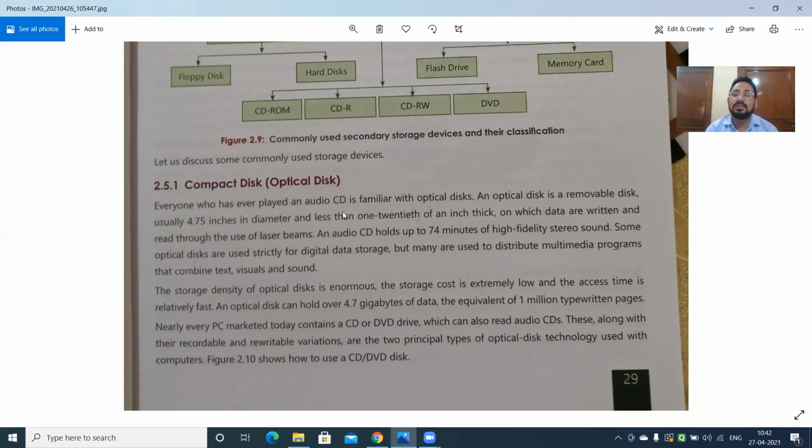Some optical discs are used strictly for digital data storage, but many are used to distribute multimedia programs that combine text, visuals, and sound. The storage density of optical discs is enormous. The storage cost is extremely low, and the access time is relatively fast. An optical disc can hold over 4.7 gigabytes of data, the equivalent of 1 million typewritten pages. Nearly every PC marketed today contains a CD or DVD drive.